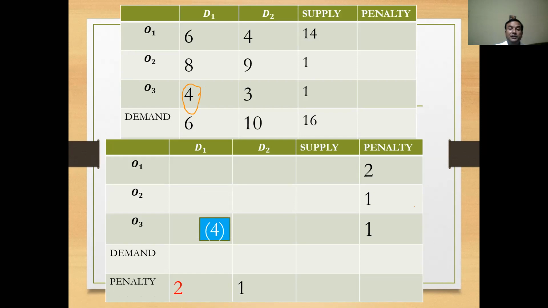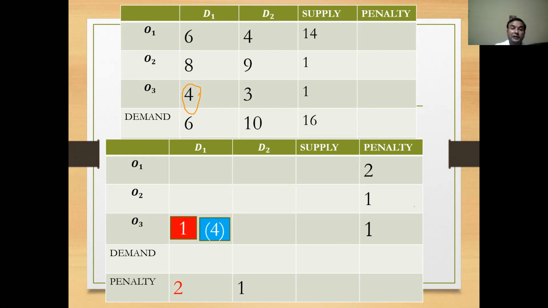After dropping this 4 in this cell, then we think how many items are to be provided in this cell. Requirement is 6, but available item is only 1. So maximum 1 item can be provided to this cell. Okay.